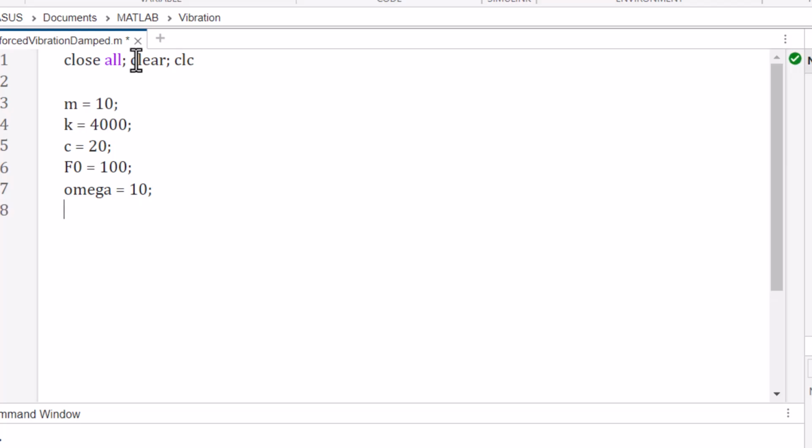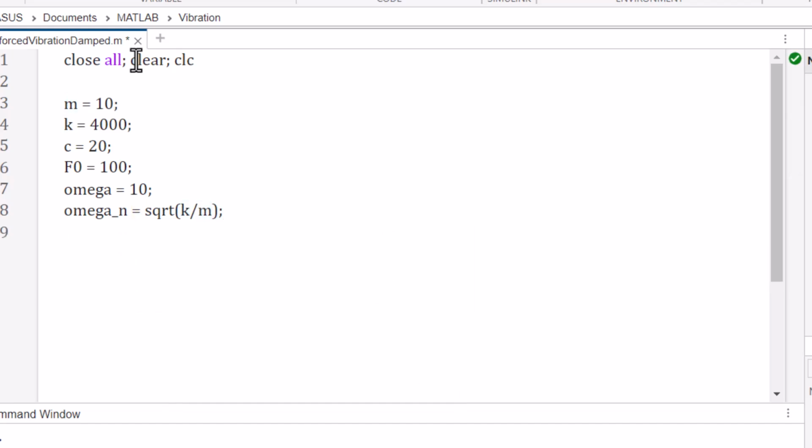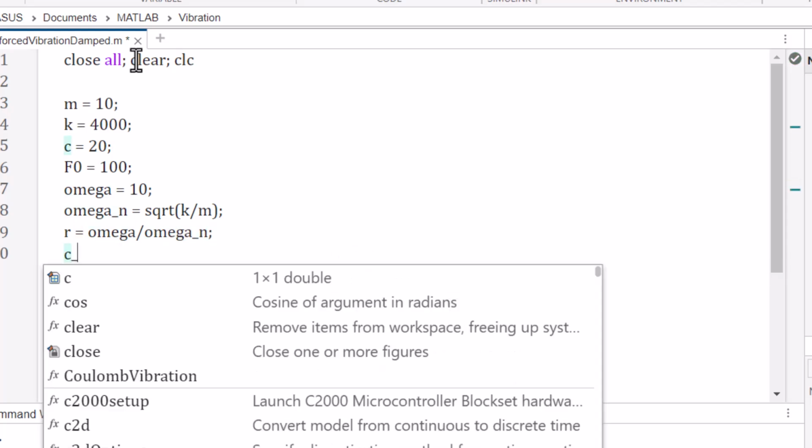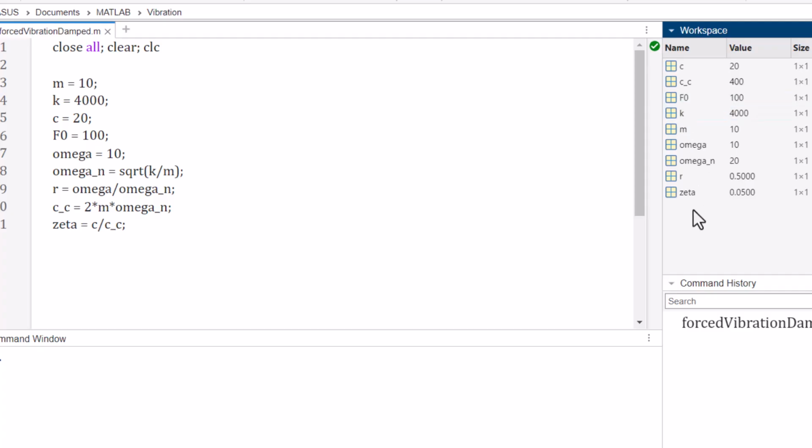Now I can calculate a few other parameters, such as the natural frequency of the system. Omega n is the square root of k over m, and r is the ratio of the external frequency to the natural frequency. It is omega over omega n. Also, the critical damping constant. The critical damping value is 2 times m times omega n, and zeta is the damping ratio. It is c over Cc. If I hit F5, I can see all of these values are calculated. And zeta is 0.05, r is 0.5.